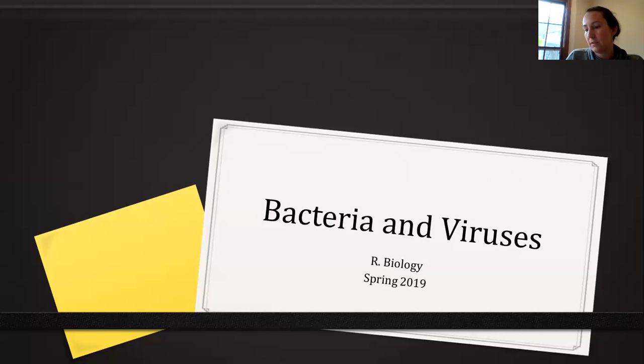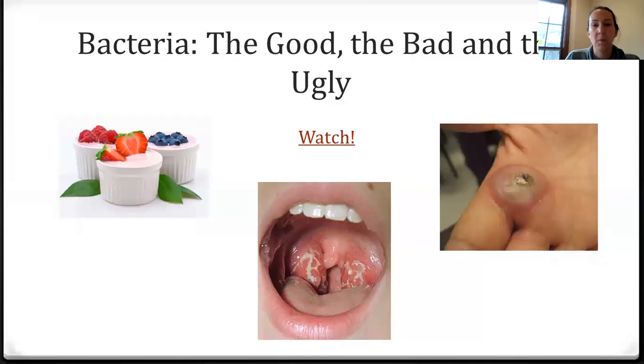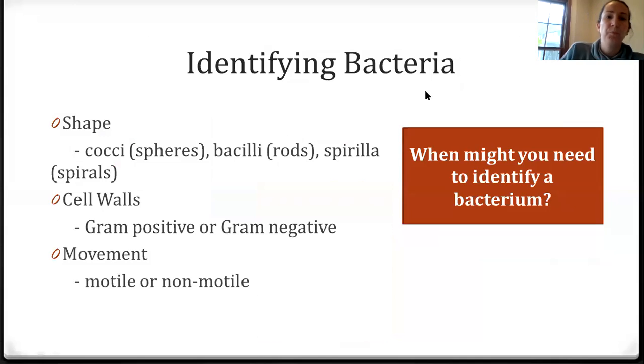Okay, so this is on bacteria. These are early kingdoms. I will post this video up on your Google Classroom so that we don't waste time on this. So bacteria, the good, the bad, the ugly. All right, so there are 3 different kinds of shapes for bacteria. The first shape is cocci, like Streptococcus. So these are spheres. Bacilli are rods and Spirilla are spirals.